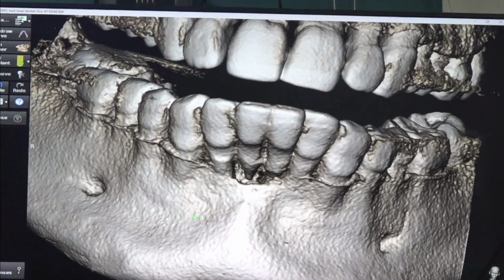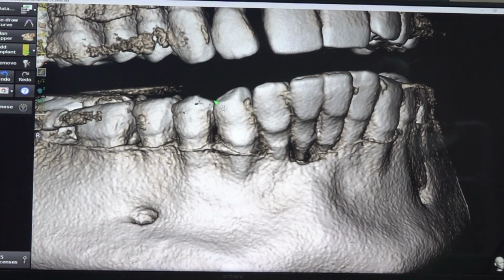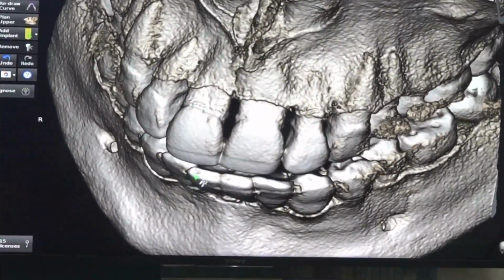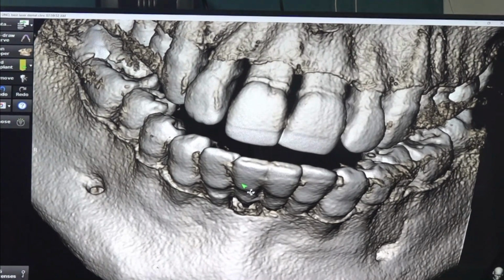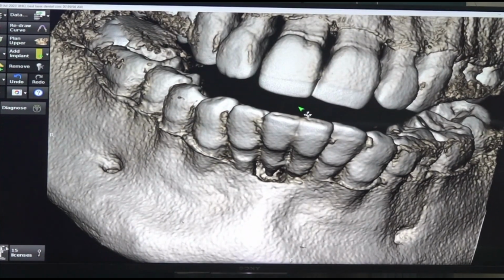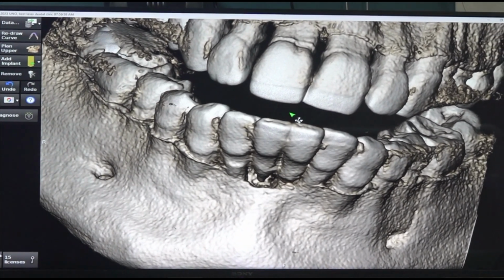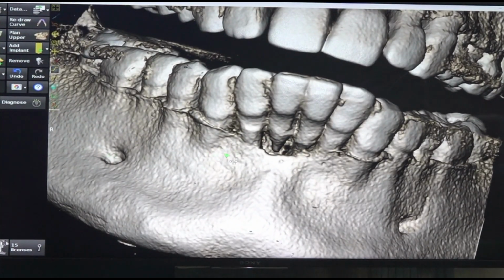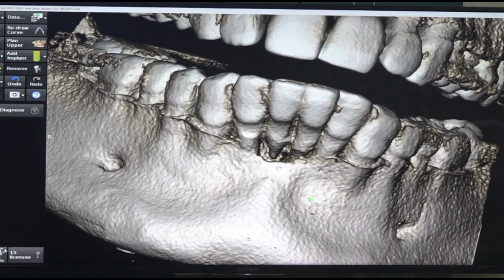Here also you can see the canine is outward. So the planning is very simple. Only 2 implants, definitely 1 implant on the one end and the other implant on the other end.